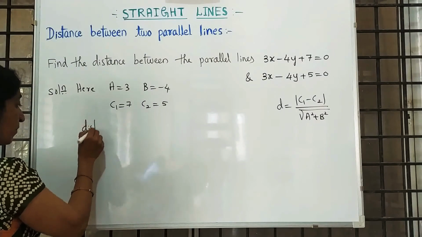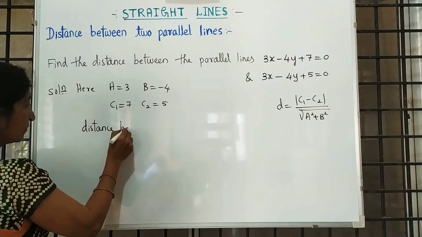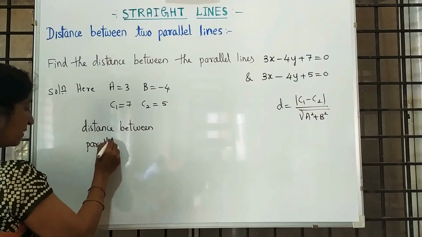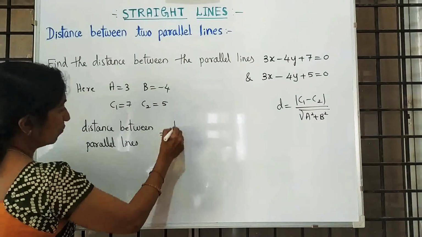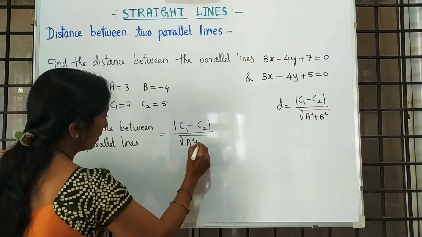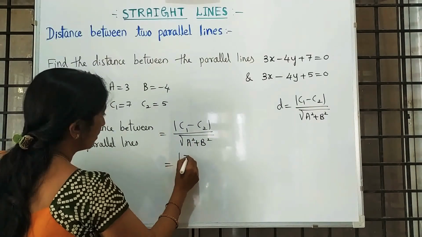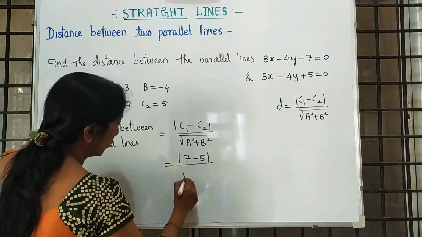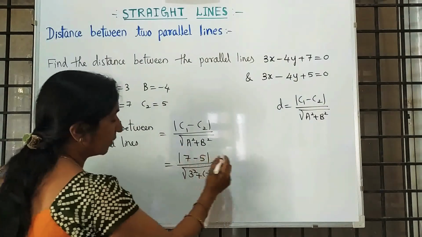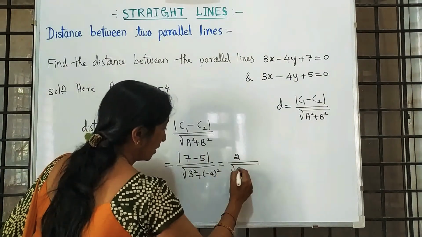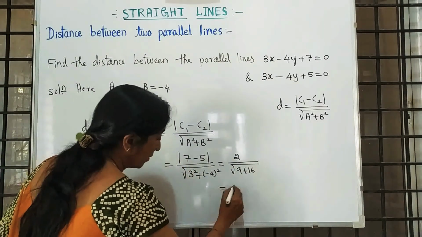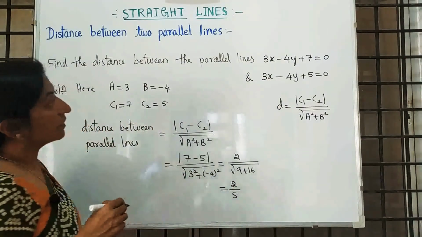Distance between parallel lines is equal to modulus of c1 minus c2 upon root of a square plus b square, that is 7 minus 5 upon root of 3 square plus minus 4 square. 7 minus 5 is 2 upon root of 9 plus 16. Square root of 25 is 5. It is 2 by 5. See, is it simple or what?